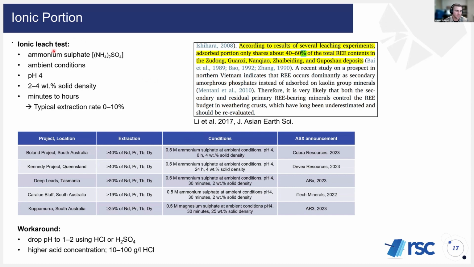And what those companies then normally do is they use a sample and put them in a solution of ammonium sulphate. They do that test at ambient conditions, so that means 20 degrees and also no pressure involved. They try to maintain the pH at 4. The solid density is 2 to 4%. That means in a drum roll, for example, you put 2% clay in, and the other 98% would be your ammonium sulphate solution. And the test runs from sometimes 30 minutes up to 6, 7, 8 hours.